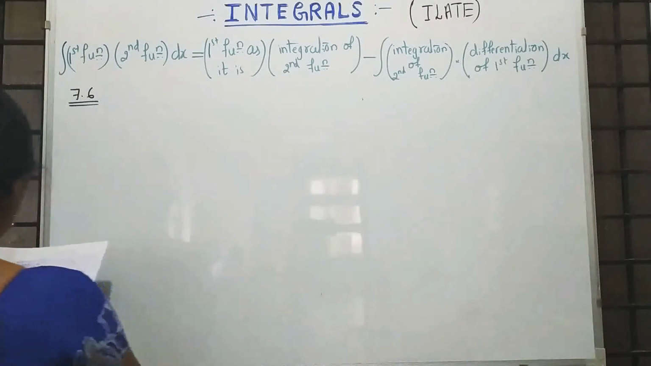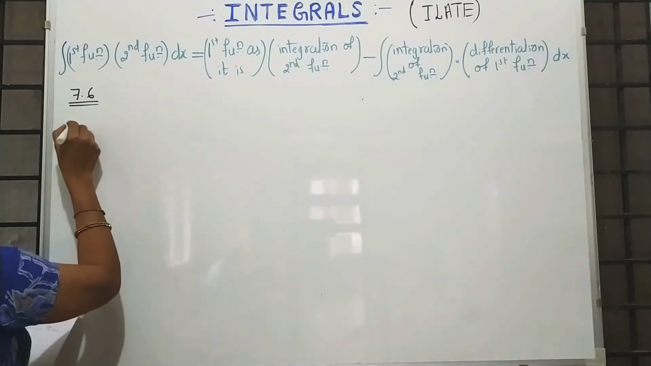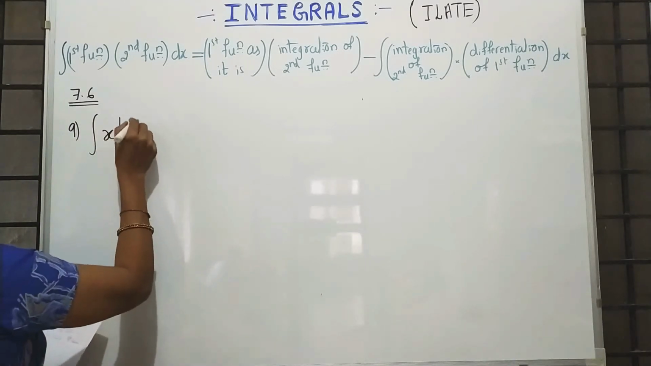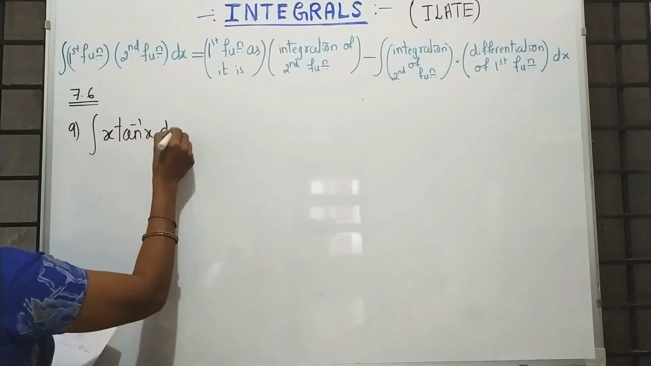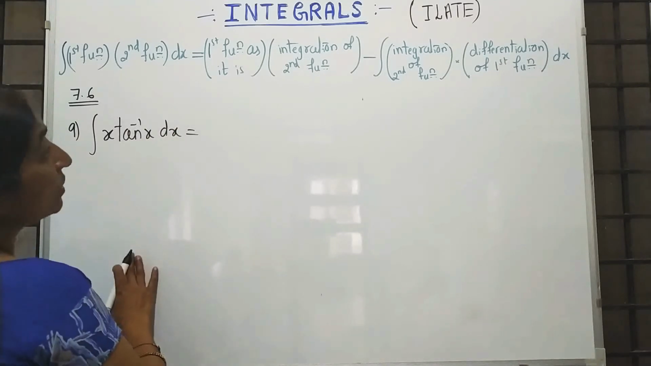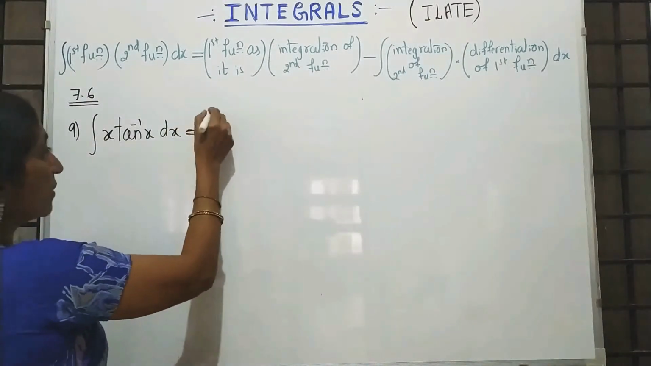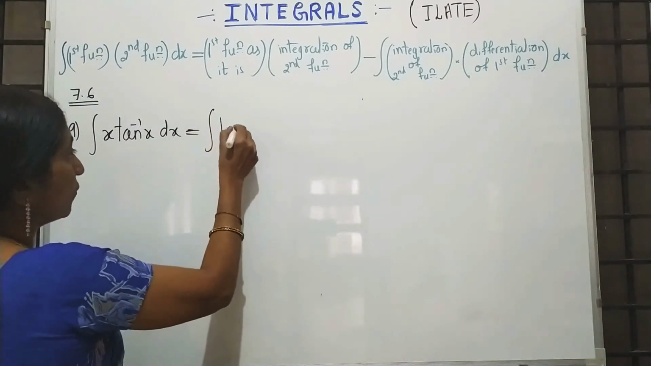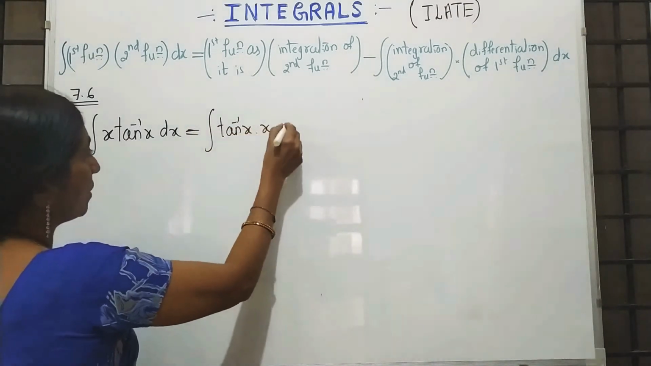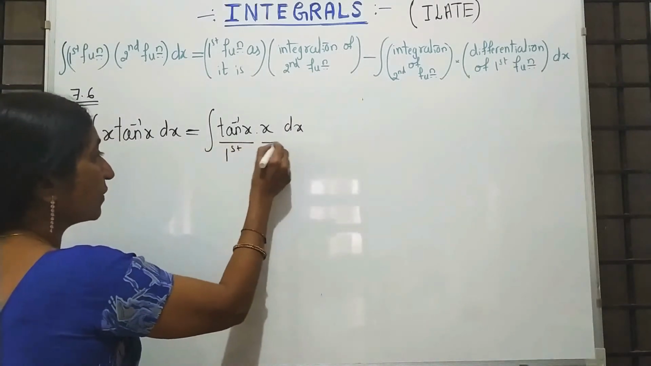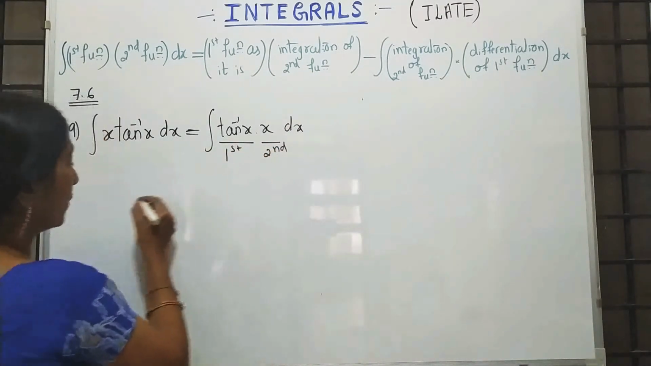That is question number 9. x into tan inverse x. See, tan inverse is the inverse trigonometric, first I, then algebraic. So it is tan inverse x into dx. Inverse trigonometric is the first function, algebraic is the second function.